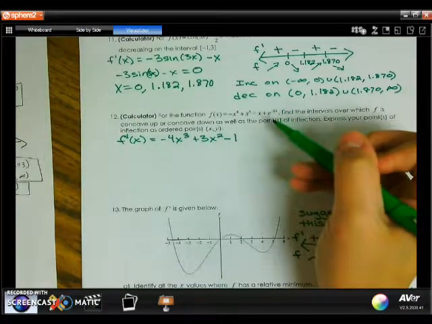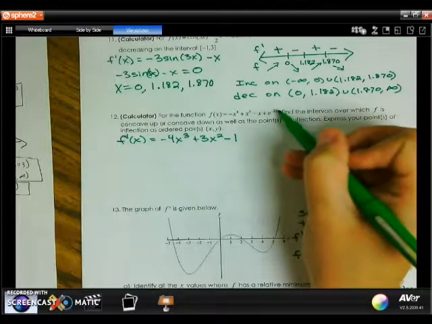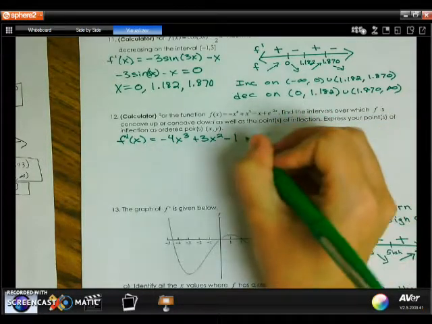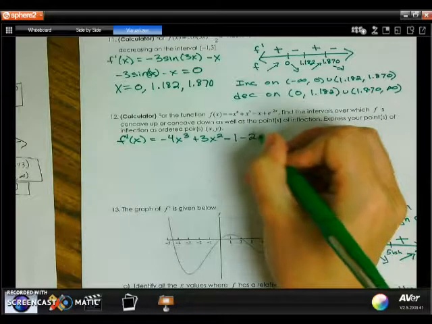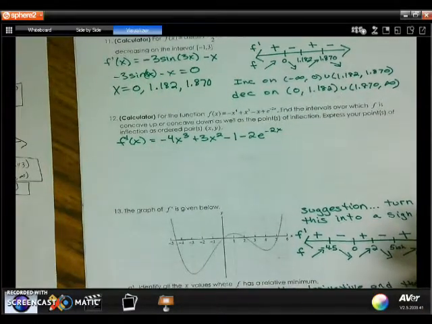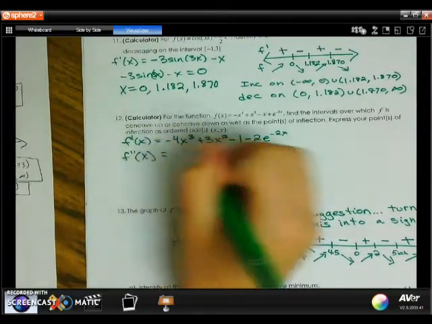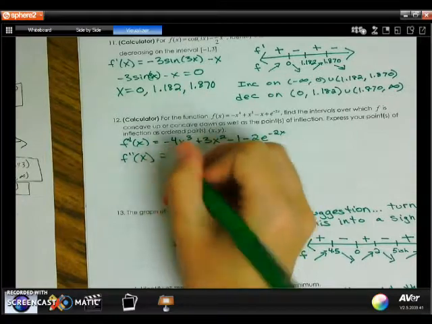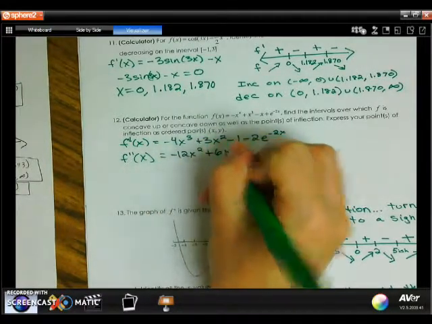Well, the derivative of e to the x means you recopy it, and then you multiply it by the derivative of the exponent. So let's see. The derivative of the exponent is going to be a negative 2, and I recopy it exactly as I see it. So there's the first derivative. Now, the second derivative. So now I'm just taking the derivative of this line here. This times this, that'll be negative 12x squared plus 6x.